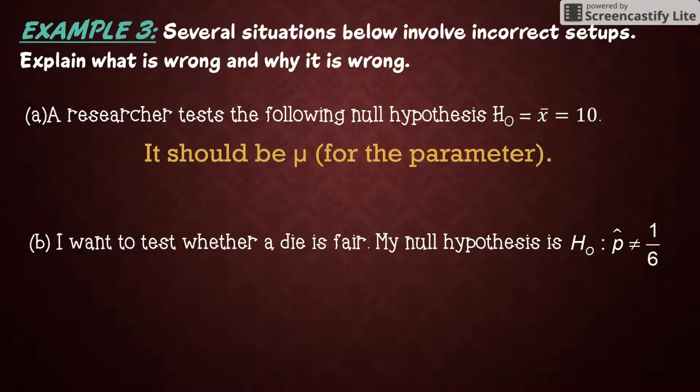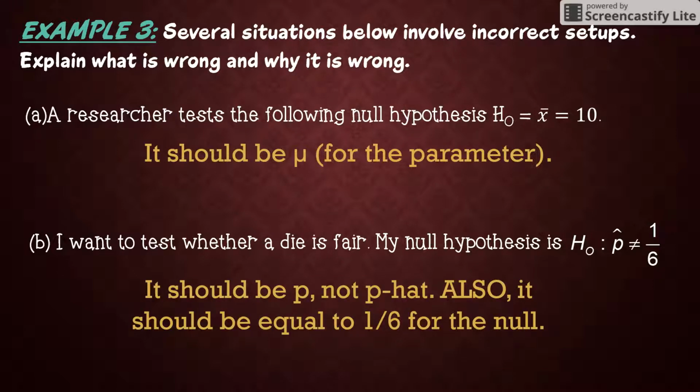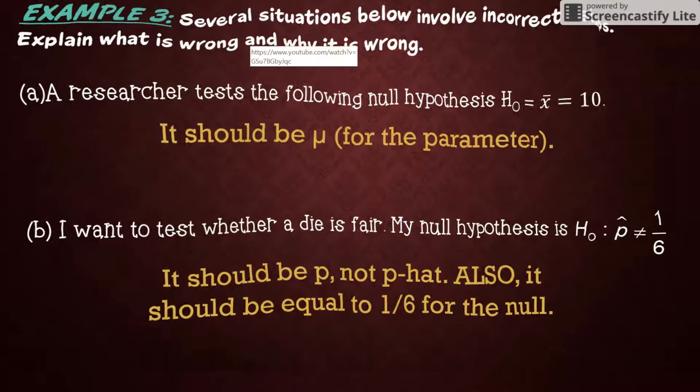You understand the parameters. Hopefully on the second one, you notice 2 things were wrong. The p should be p, not p hat. Also, it should be equal to 1 out of 6. Again, null is dull, nothing fishy.